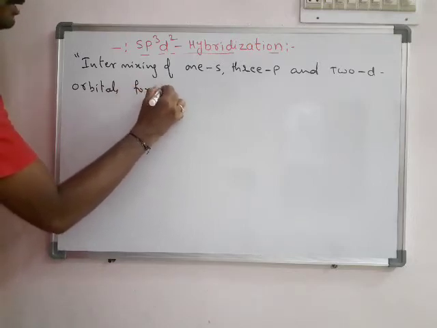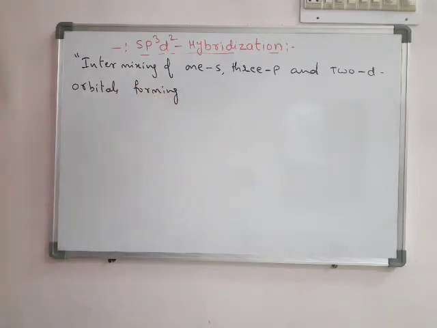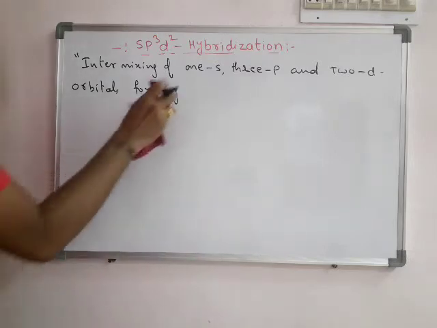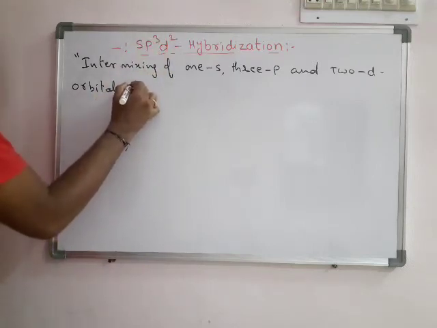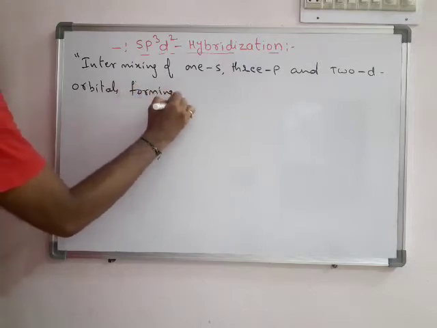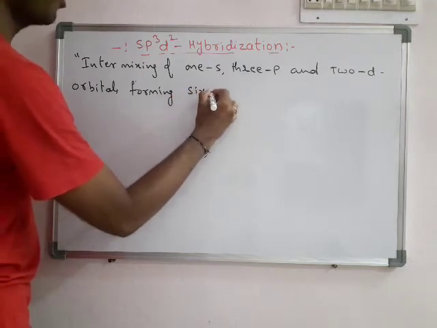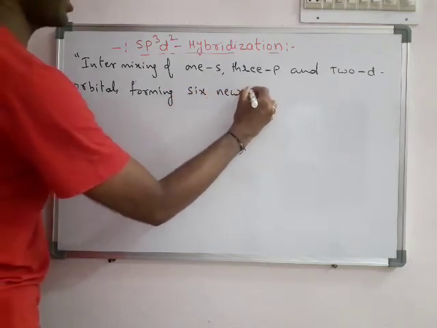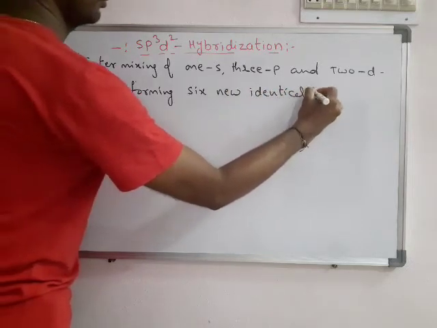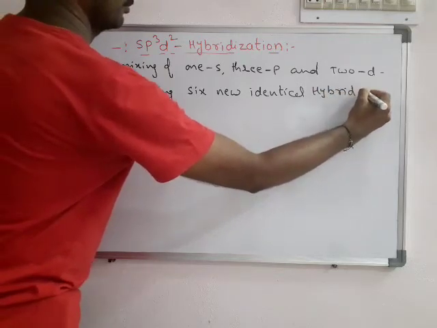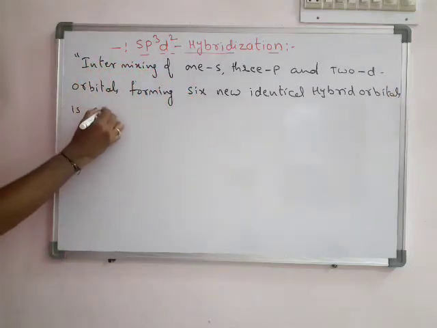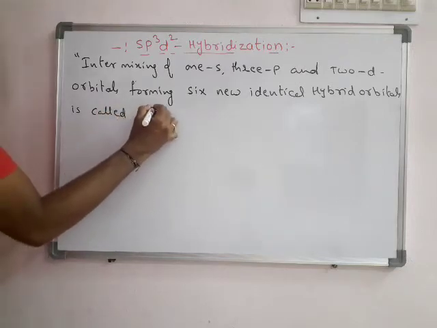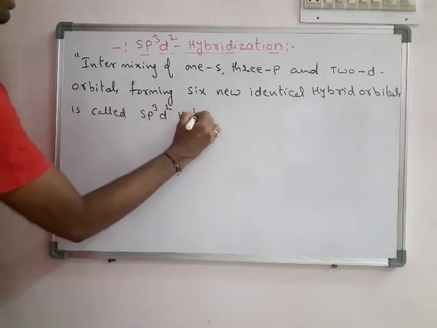So forming the same number. How many participated? 1 s orbital, 3 p orbitals, 2 d orbitals, totally 1 plus 3 plus 2 is 6. These orbitals are forming how many? 6 new identical hybrid orbitals. This is called sp3d2 hybridization.